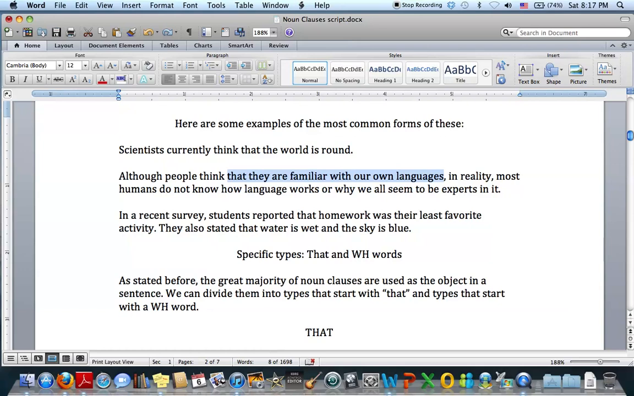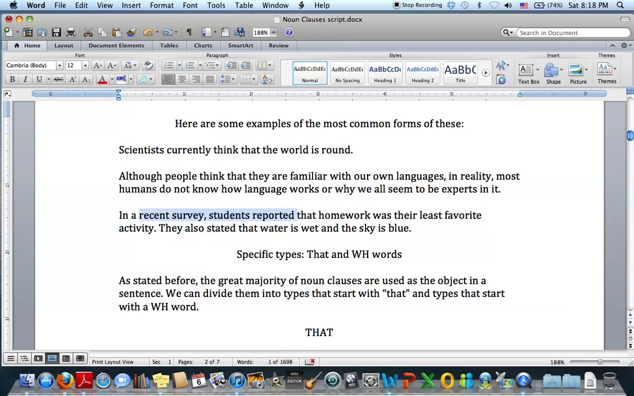In reality, most humans do not know, and here we have this know, like we were talking about before, how language works or why we all seem to be experts in it. So, same thing, do not know, and then here's our object of the sentence. Now notice right here when we have this know, it's actually in the negative, do not know. We're going to talk about that in a second here too. Here's another one. In a recent survey, students reported, so we've got reported, just like say. We could say students said that homework was their least favorite activity. Instead we said reported right here.